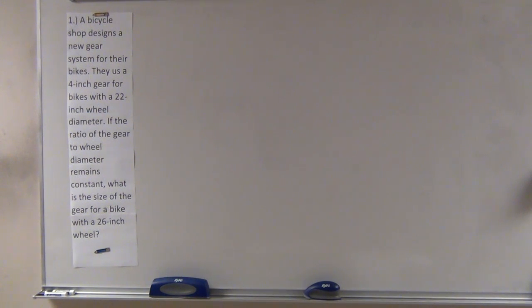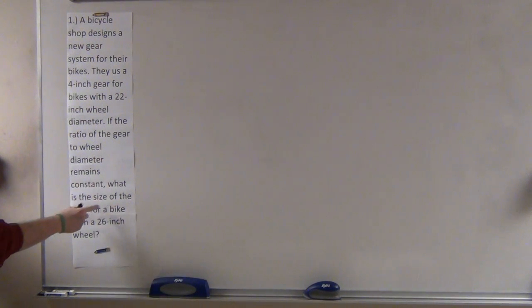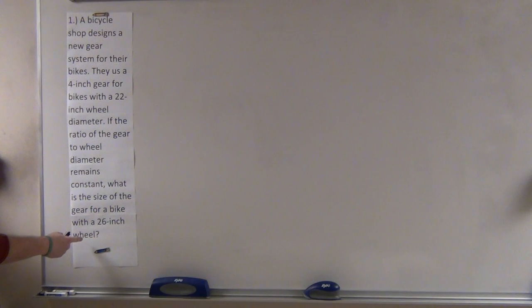Alright, what you see in front of you is a question. Let's read this. A bicycle shop designs a new gear system for their bikes. They use a 4-inch gear for the bikes with a 22-inch wheel diameter. If the ratio of the gear to wheel diameter remains constant, what is the size of the gear for a bike with a 26-inch wheel? Right, so there's my question. I'm looking for the size of the gear for a bike with a 26-inch wheel.